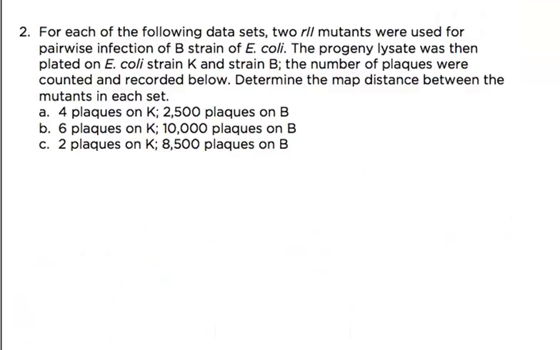Problem 2. For each of the following data sets, 2 R2 mutants were used for pairwise infection of the B strain of E. coli. The progeny lysate was then plated on E. coli strain K and strain B. The number of plaques were counted and recorded below. Determine the map distance between the mutants in each set. So remember that the only plaques that can grow on K are the recombinants that gave wild type.